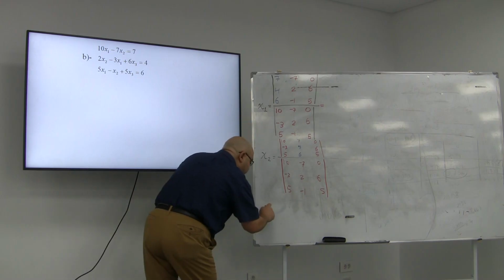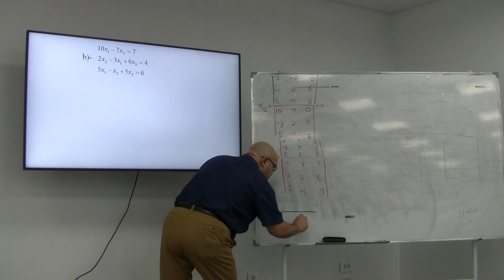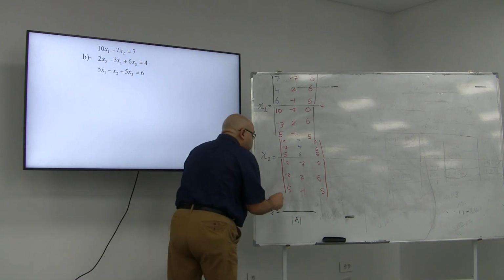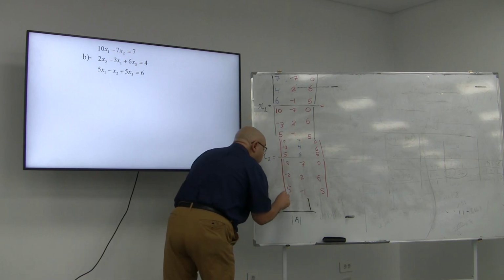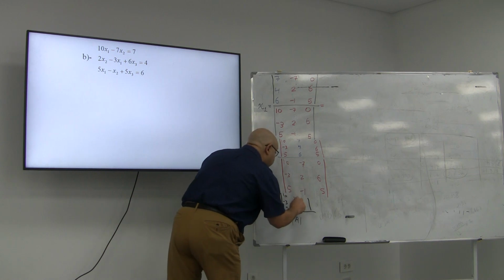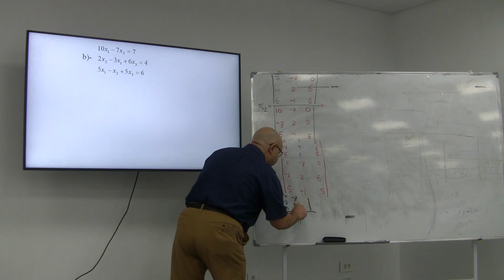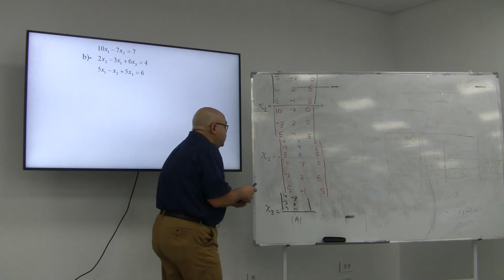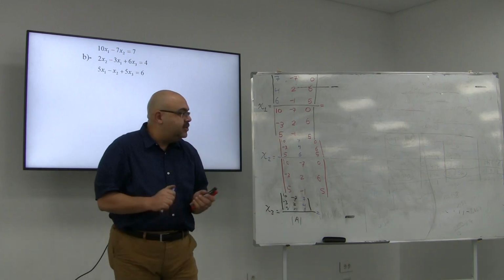I can now get the value of x3, which will have the same determinant in the denominator. In the numerator, I will have this coefficient matrix with the first two columns exactly the same: 10, -3, and 5, then -7, 2, and -1. And the third one will be 7, 4, and 6. Then I will get the values directly. So it's very, very simple.